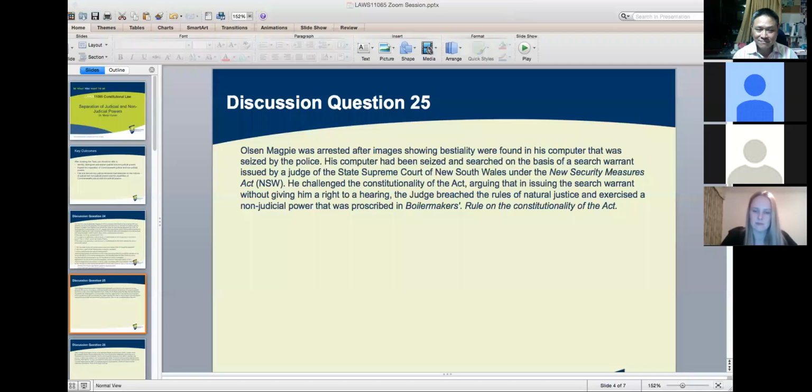Alston Magpie was arrested after images showing bestiality were found in his computer that was seized by the police. His computer had been seized and searched on the basis of a search warrant issued by a judge of the State Supreme Court of New South Wales under the New Security Measures Act, New South Wales. He has challenged the constitutionality of the Act, arguing that in issuing the search warrant without giving him a right to a hearing, the judge breached the rules of natural justice and exercised a non-judicial power that was prescribed in the Boilermakers rule on the constitutionality of the Act.